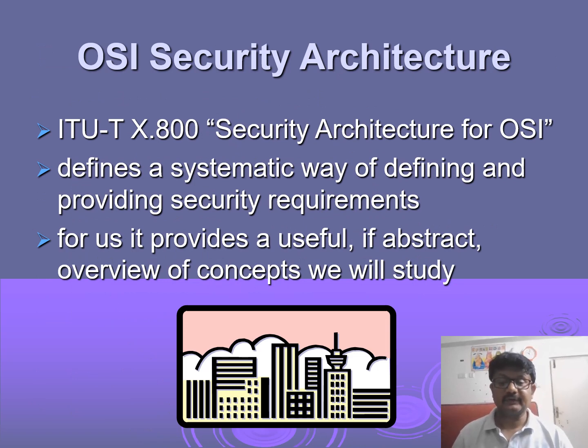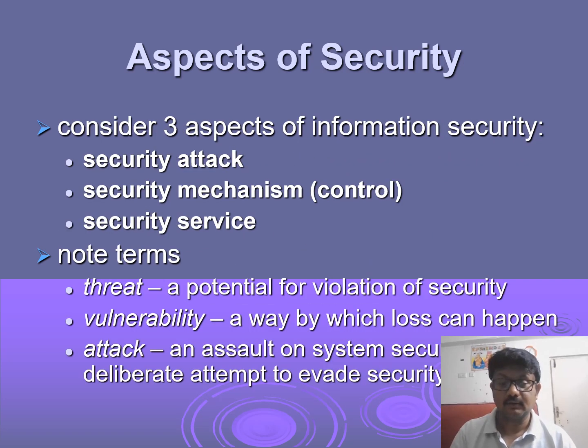So what is the OSI security architecture? It's ITU-T X.800, security architecture for OSI. It defines a systematic way of defining and providing security requirements. For us, it provides a useful, if abstract, overview of concepts we'll study. Aspects of security: consider three aspects of information security: security attack, security mechanism or control, and security service.